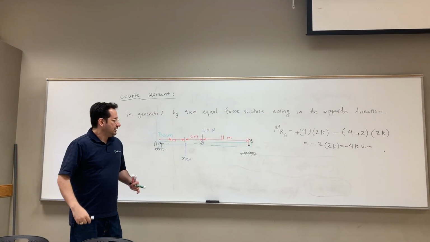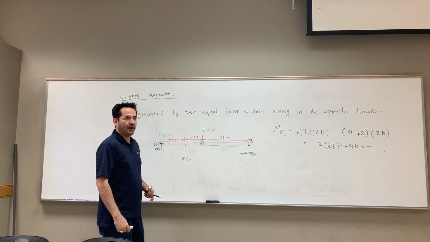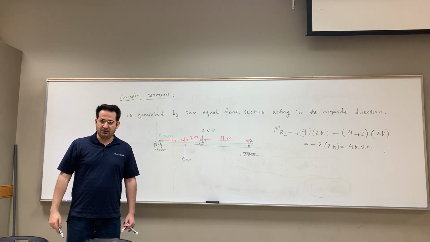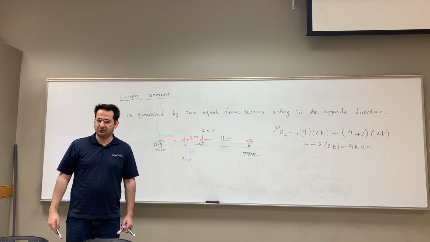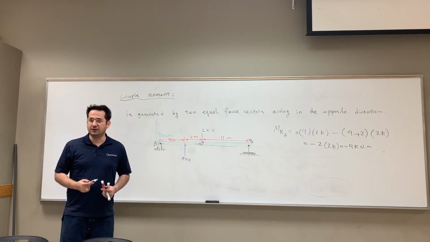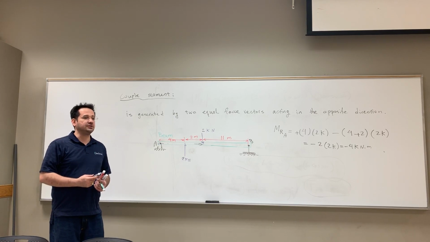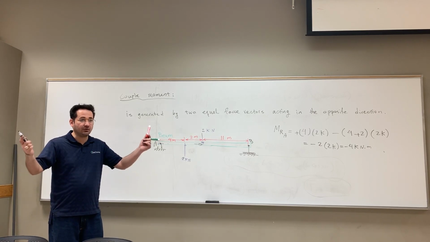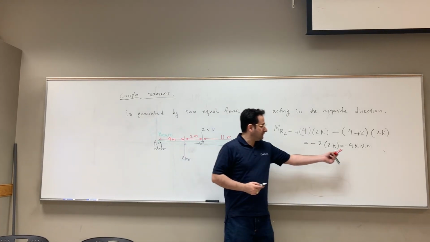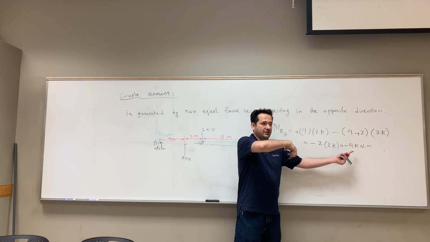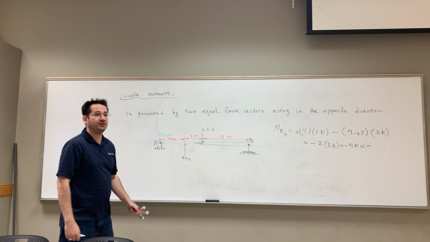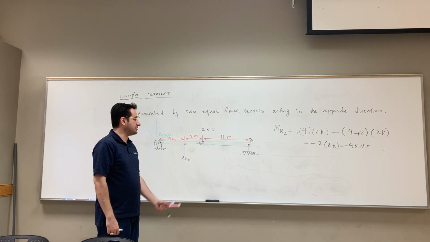Right? Now, as you can see, if I ask you what's the resultant force in the y direction, not moment, what's the resultant force in the y direction? 0. What's the resultant force in the x direction? 0. You see, everything is 0. The only thing that remains is a moment. 4K negative, like this. So that's the reason we say couple moment, because only the moment matters. The force does not matter.